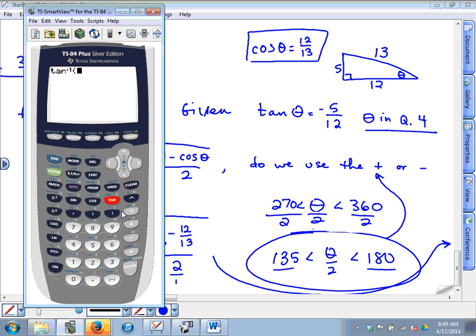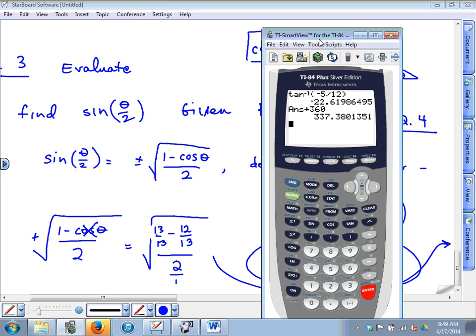We needed to know what theta actually was, so we did the inverse tangent of negative 5/12. And that said, okay, theta is negative 22, which technically is in the fourth quadrant, but we wanted the positive angle measure, so you just added 360 to that. So that's a positive angle of 337, which is still in quadrant 4. But we weren't supposed to do sine of theta, we're supposed to do the sine of theta over 2. So we took that answer, divided it in half, and that's roughly 168.7.